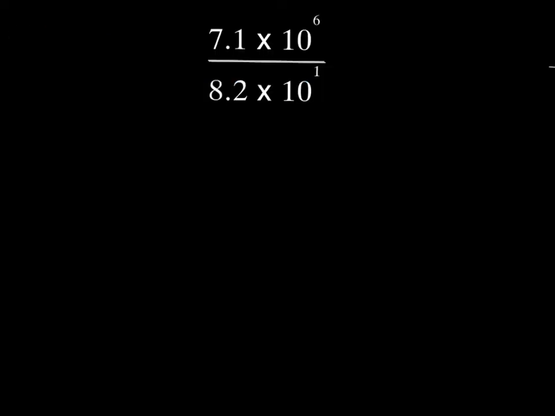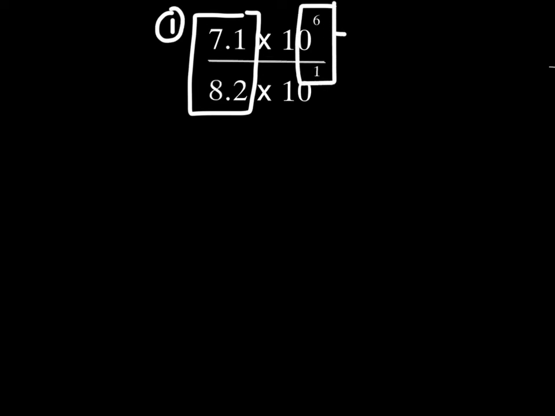So if we look at our first division problem, we are going to again divide our coefficients. That's going to be our first step. And then we're going to take care of subtracting our powers. So what this is going to look like is we're going to have 7.1 divided by 8.2, but we can't divide that way, so we have to move our decimals over one place each.